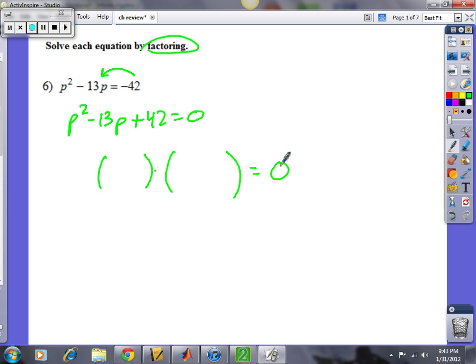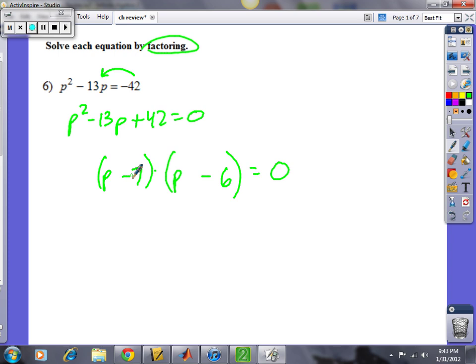So factor it, change it, rewrite it as a multiplication problem. What times what's going to give you p squared? So it's going to be p and p. What times what's going to give you 42, but it's going to turn around and add and give you negative 13? So it's going to be a 7 and a 6, and they both must be negative.